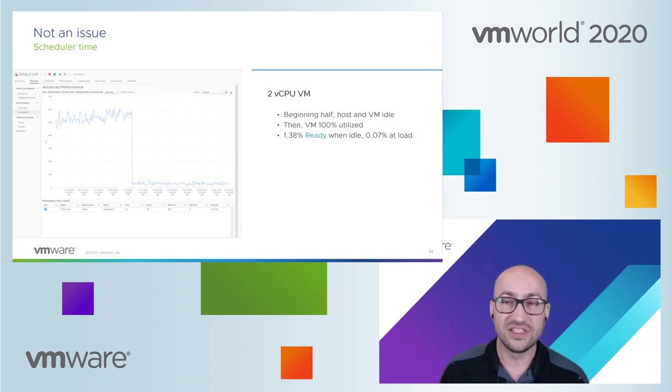So while this is a 2 vCPU VM and it's about 1.38 ready, while it was idle, even if it was just 1 vCPU, that is still very, very little ready, and it shouldn't matter whatsoever. But always check, know the VM size, know your sample. If you get a screenshot sent from this, you know what to ask for now.